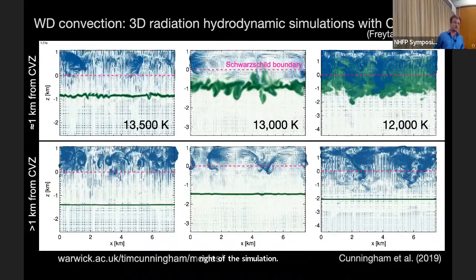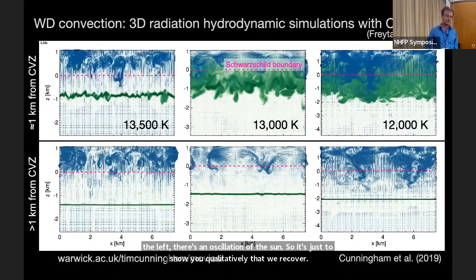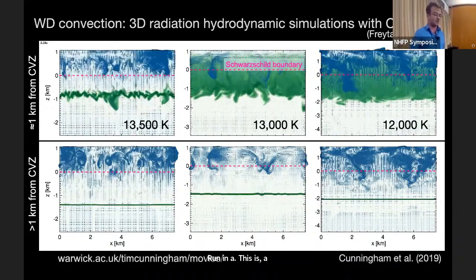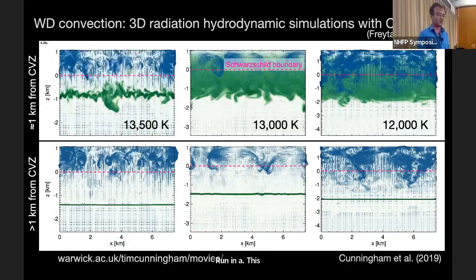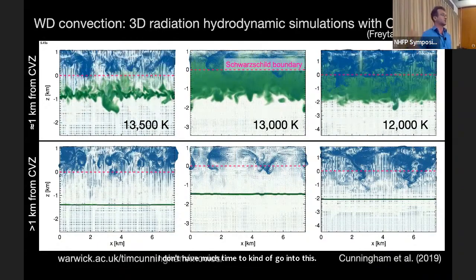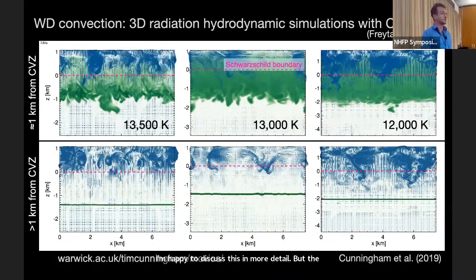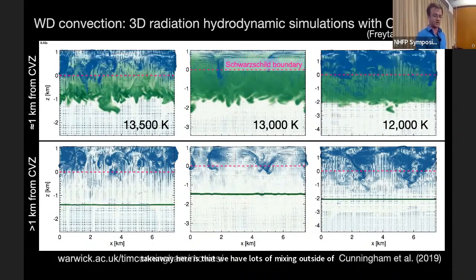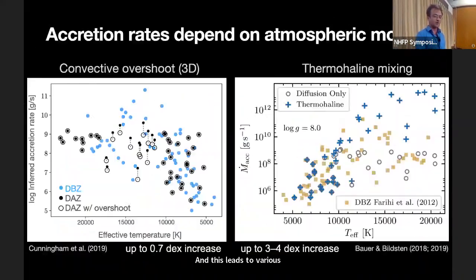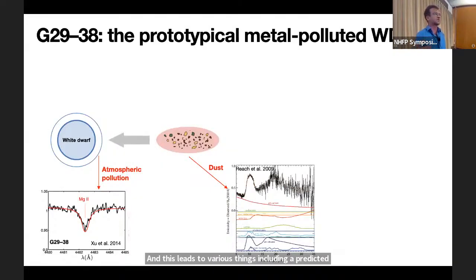This is some slices from my simulations. I don't have much time to go into this, but I'm happy to discuss it in more detail. But the takeaway here is that we have lots of mixing outside of the traditional convection zone, and this leads to various things, including a predicted higher accretion rate. I'm going to skip forward a bit. So we tested this.